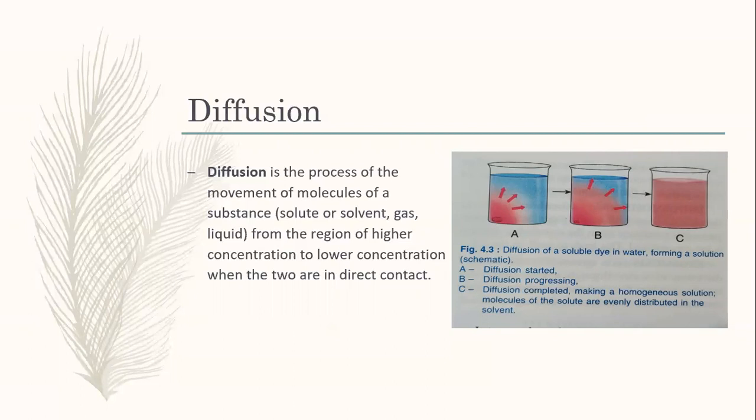Look at the first diagram. One corner of the beaker contains more red color. That means that region has more solute concentration. From there, it gradually diffuses through the water molecules and is distributed uniformly, giving pink color to the water. Beaker C shows the diffusion completed.